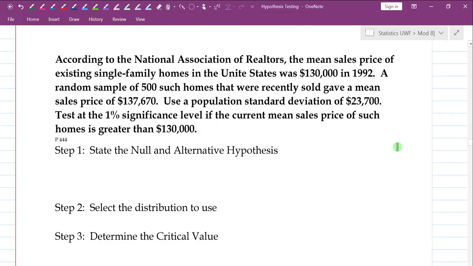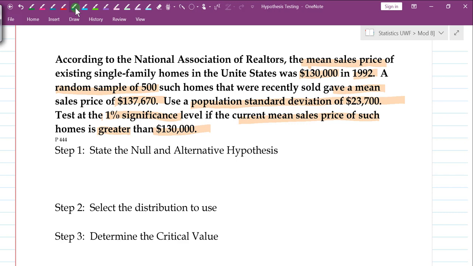Alrighty, on to the next question. According to the National Association of Realtors, the mean sale price of existing single-family homes in the United States was $130,000 in 1992. A random sample of 500 such homes recently sold gave a mean sales price of $137,670. Use the population standard deviation of $23,700 to test at a 1% significant level if the current mean sale price of such homes is greater than $130,000.